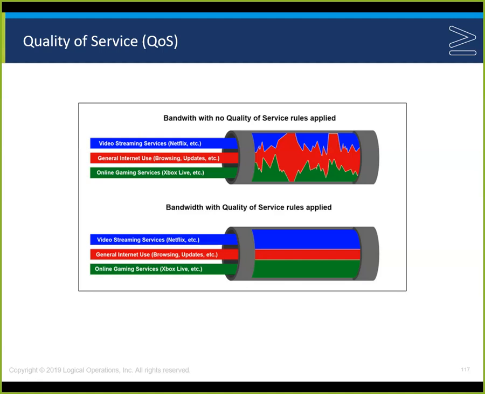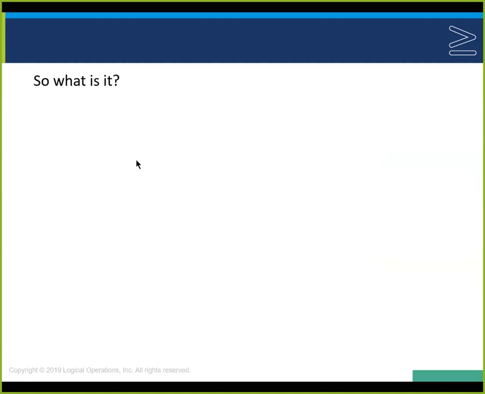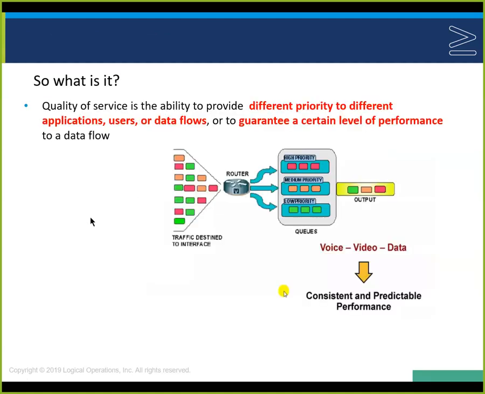Do we really want to do it? Do we really need to do it? When you do these things, again, if you have sufficient bandwidth, which I have at home and you probably have at home, you don't need to do these things. So what is it? It's the ability to provide different priority to different applications, users, or data flows. After we do some of this lecture, I want to try to do a little demo with Packet Tracer. So what we're doing here is guaranteeing a certain level of performance to certain data flows.